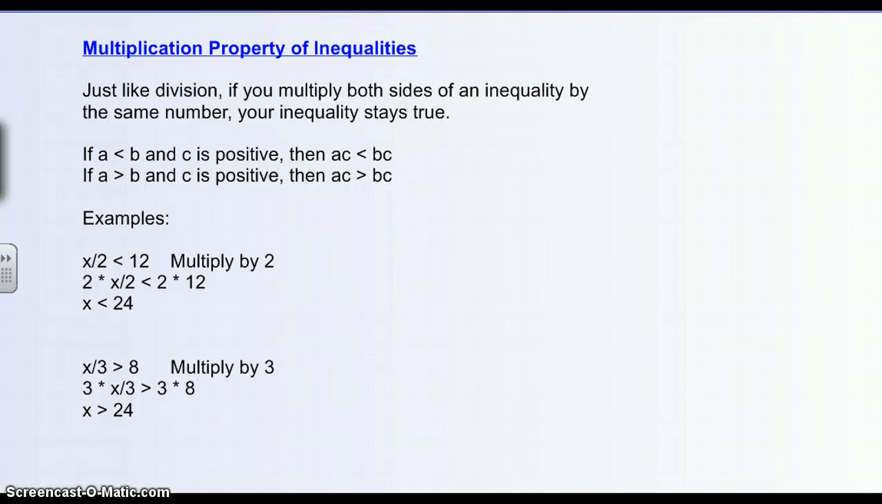We have x divided by 2 is less than 12. Well, to solve for x, you need to multiply both sides by 2. We want x all by itself. We don't want x divided by 2. So we're going to multiply by 2. 2 times x divided by 2 is less than 2 times 12. So x is less than 12. You see our sign did not change because we multiplied by a positive number.